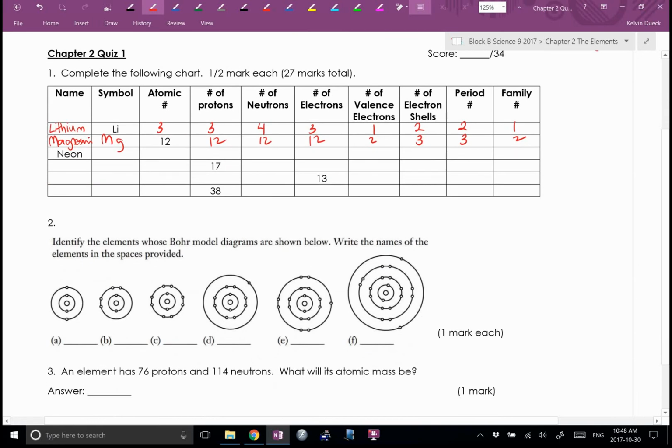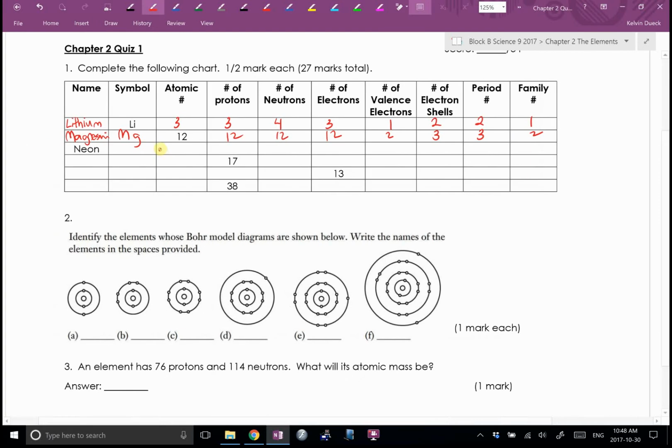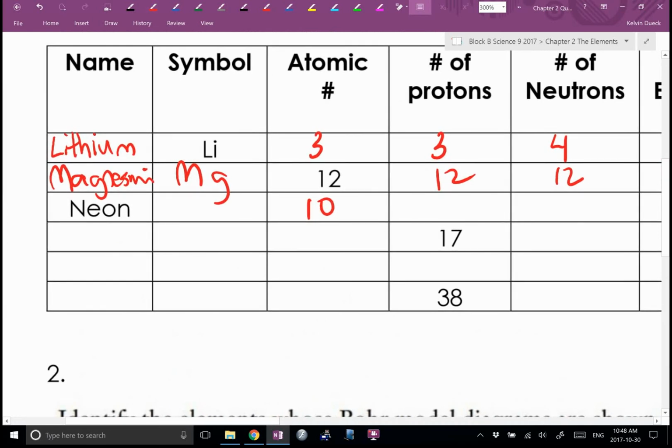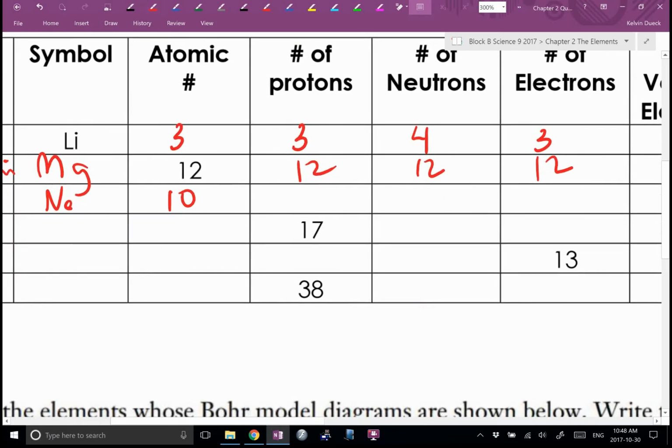Neon, is it 10? You know what? Let's do this. Make it larger so you can see, because I got the touch screen. Ne. Number of protons, 10. Number of electrons, 10. Number of neutrons, that I don't know. Oh, also 10. 20, take away 10.